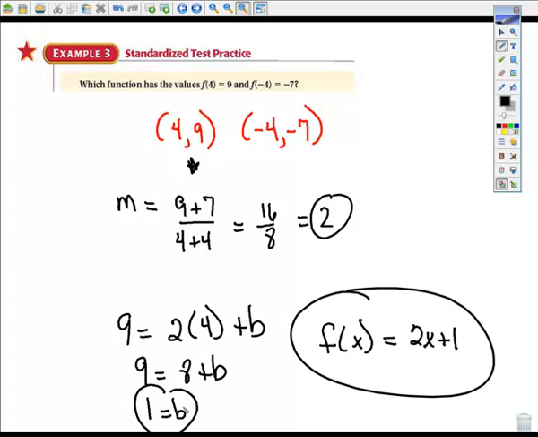And again, you might want to challenge yourself and see if you get the same answer using the second point. These notes are short and sweet.